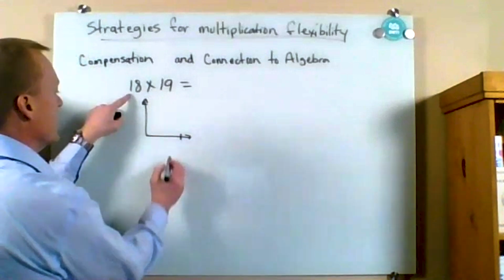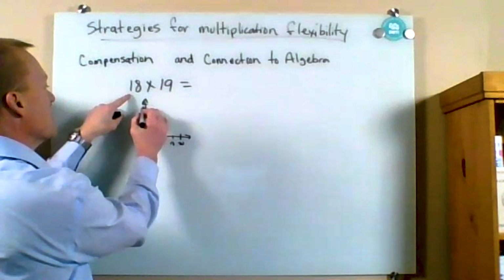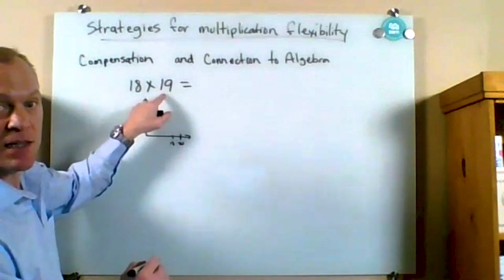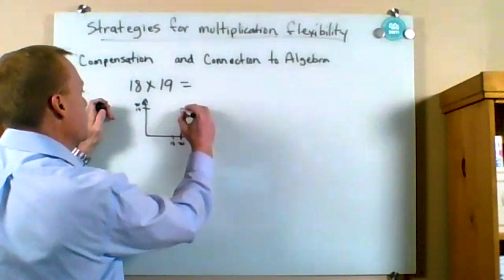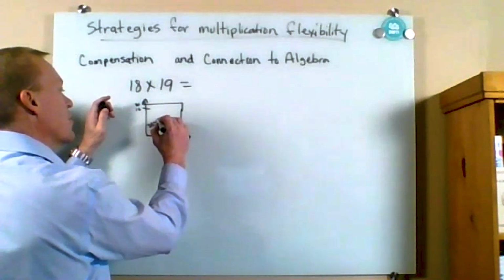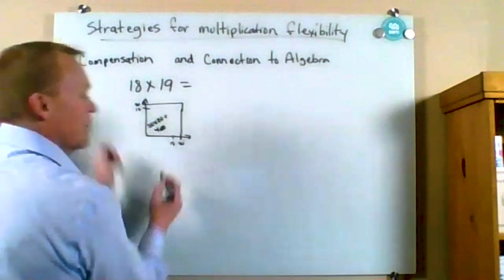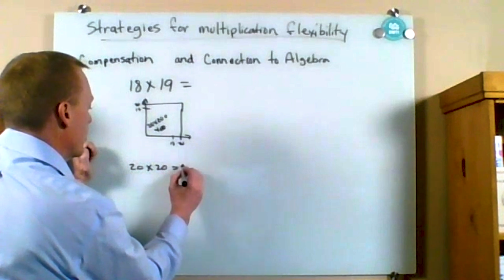is we're going to compensate the 18 all the way to 20, and we're going to compensate the 19 all the way to the 20. That gives us a nice area of 20 times 20, which is equal to 400. So I'm going to do that with the equations. 20 times 20 is equal to 400.